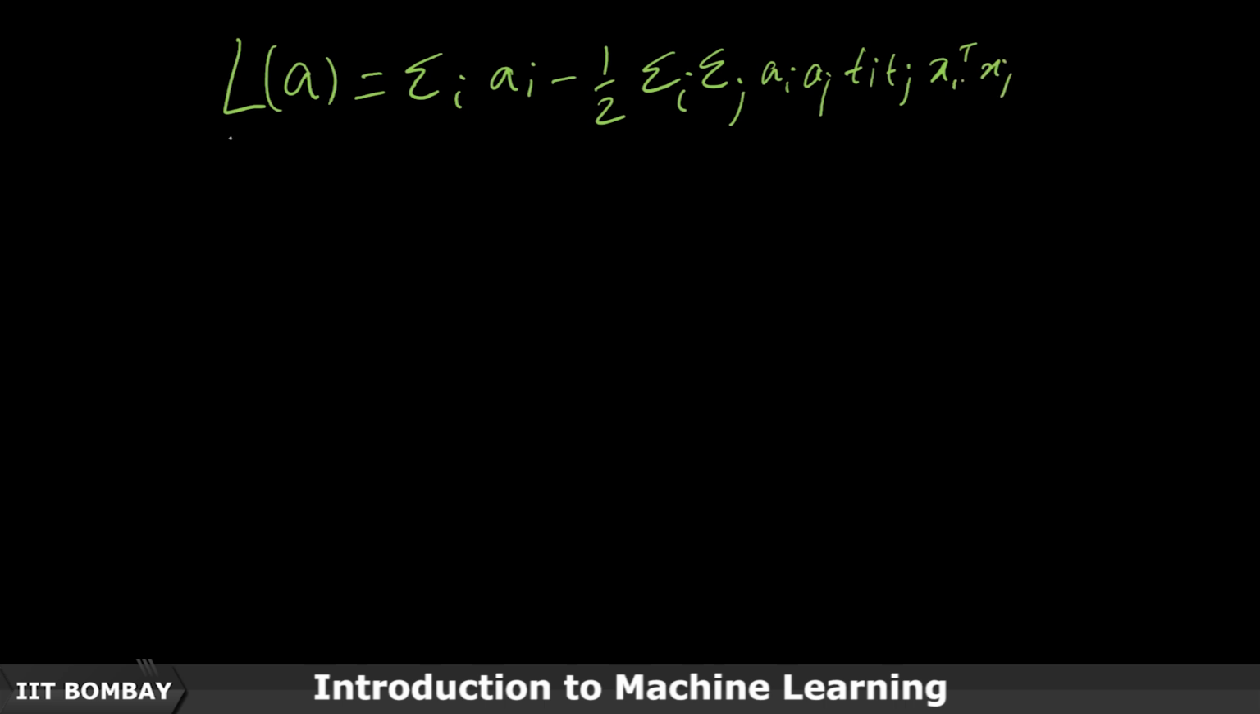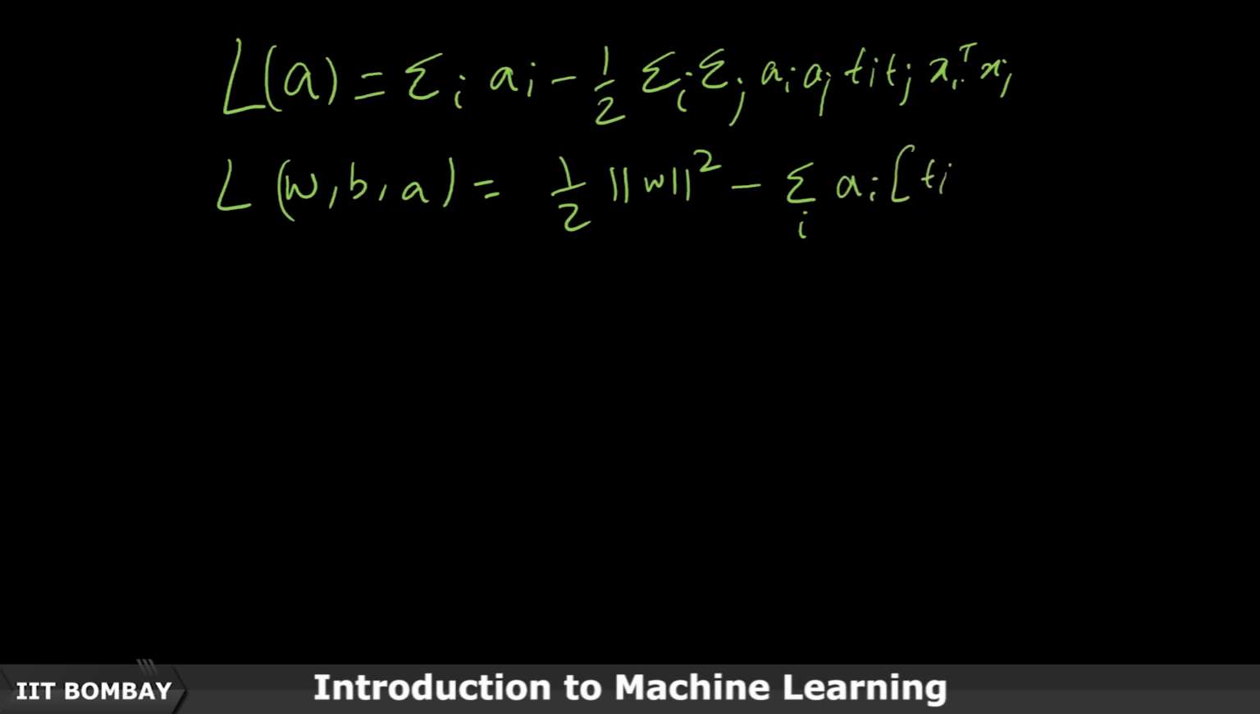Which was equivalent to what we had earlier, where we had this Lagrangian, L(w, b, a), where we had half of mod w squared minus the sum over i of a_i [t_i (w transpose x_i + b) minus 1]. So these two were equivalent optimization problems that we were looking at.